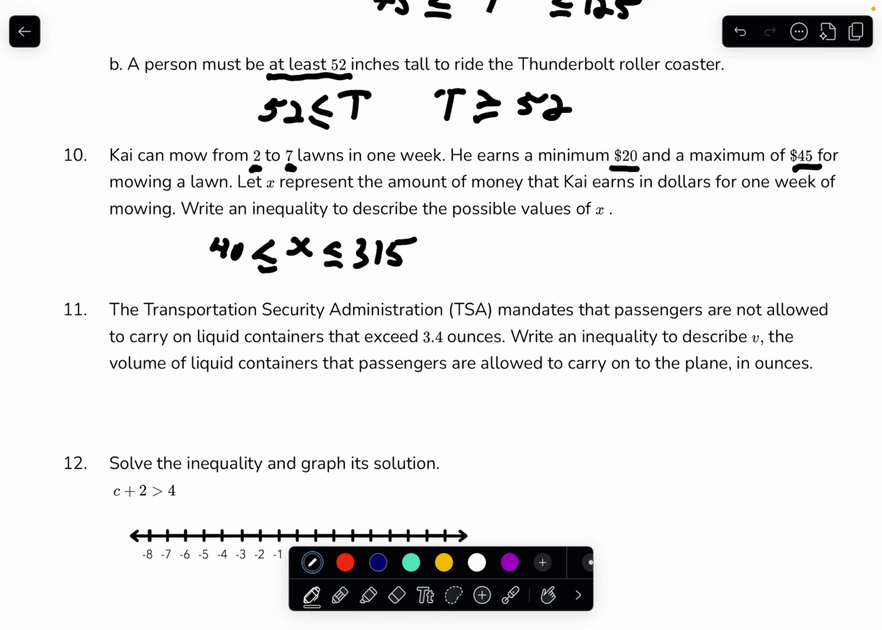I much prefer to earn $315 in a week than 40, but there you go. And I'll stop here because the class is going to begin.